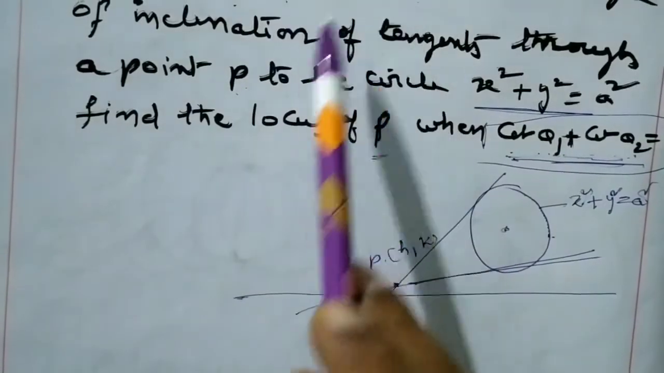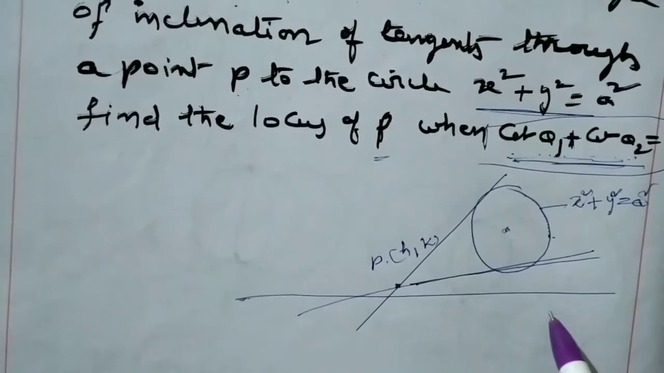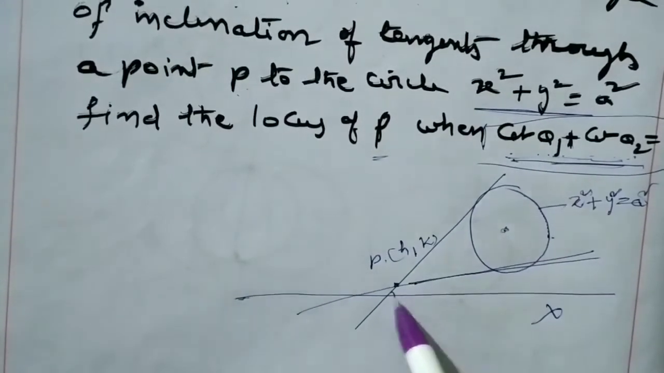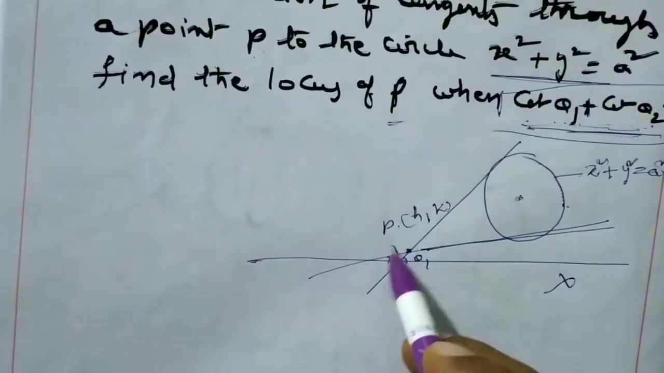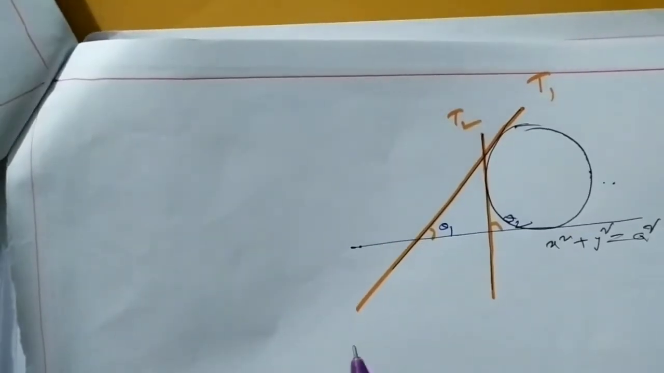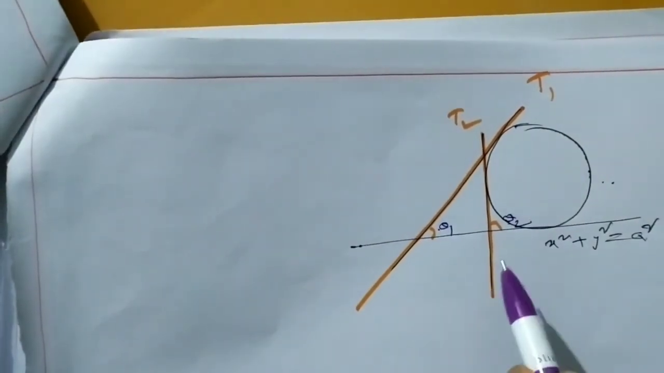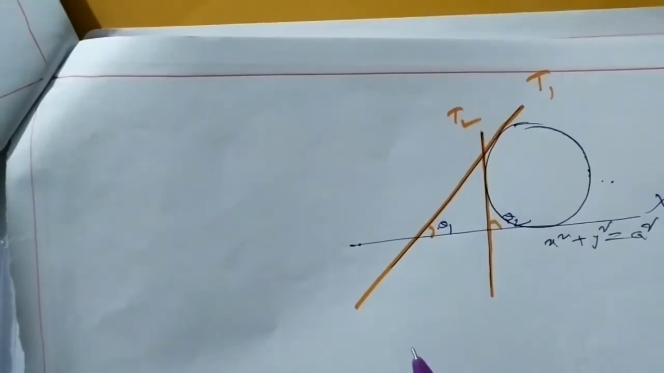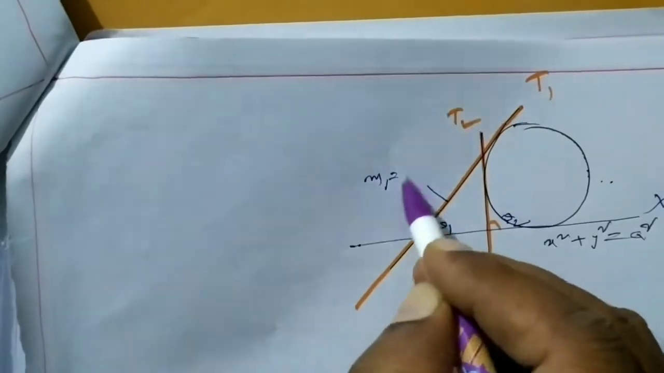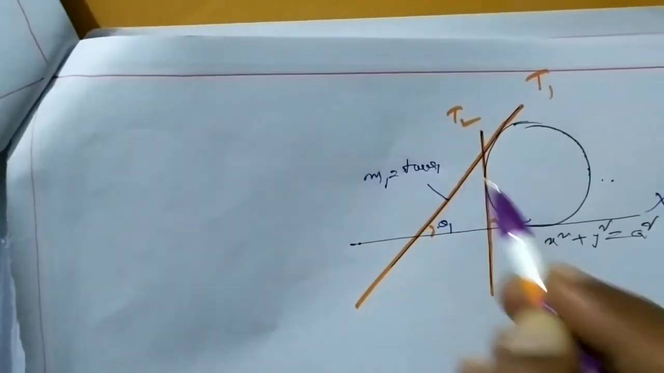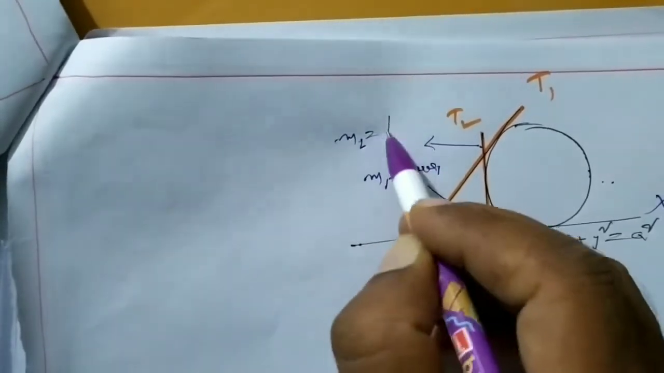What does it mean? Angle of inclination means the angles made by these two tangents with the x-axis in the positive direction. Suppose this angle is theta 1 and this angle is theta 2. From this figure, we observe that the two tangents are making angles theta 1 and theta 2 with the positive direction of the x-axis. So the slope of the first tangent m1 is equal to tan theta 1, and the slope of the second tangent m2 is equal to tan theta 2.